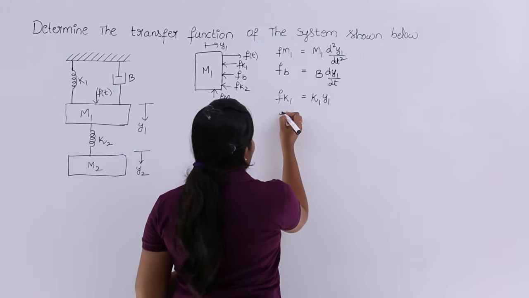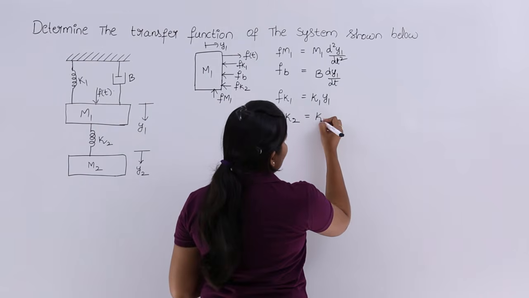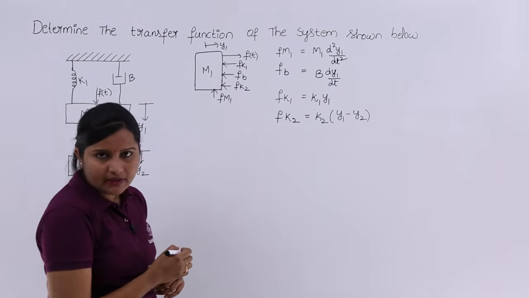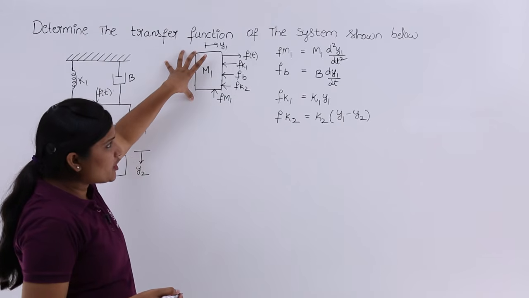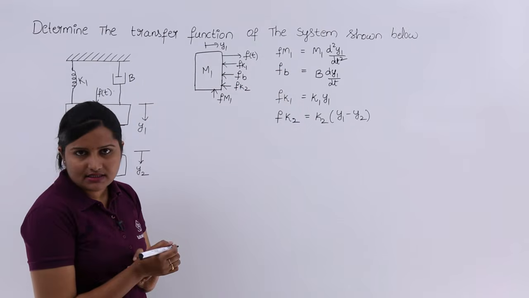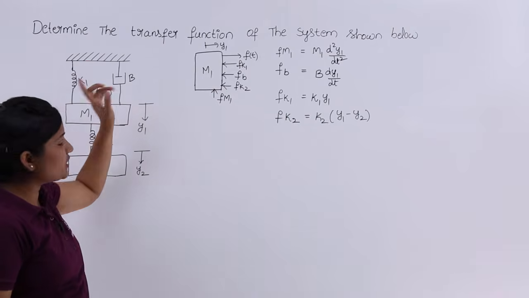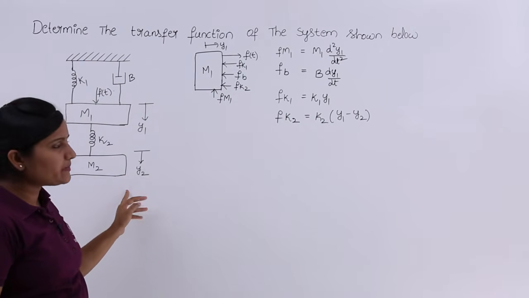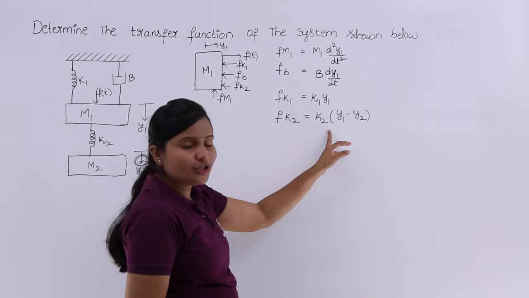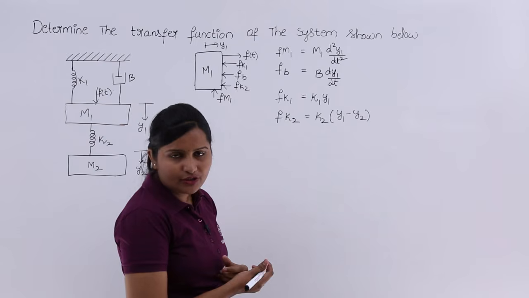So if you want to write Fk2, this is equivalent to k2 into y1 minus y2, which will be the resultant displacement. So this is the free body diagram and the individual forces related to it. Why I wrote y1 minus y2 is that this spring is not fixed to a reference; it has displacement on both sides. In the last class also I told you, whenever you have a case like that, you need to consider your force as k2 into the difference of displacement.